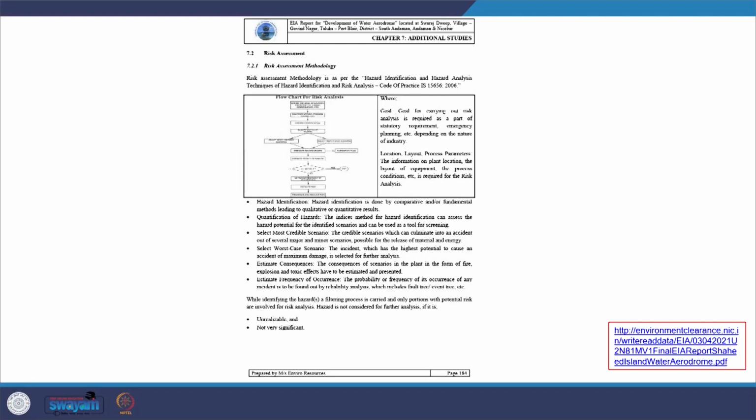So next we see is the risk assessment. So the risk assessment methodology, what they have adopted here. We have also studied the risk assessment methodology. So you can see the flow chart here for risk analysis, how they are identifying the hazard, how they are doing the quantification of the hazard, and what is the credible scenario, worst scenario, and estimation of consequences and frequency of occurrence. So all that has been done here.